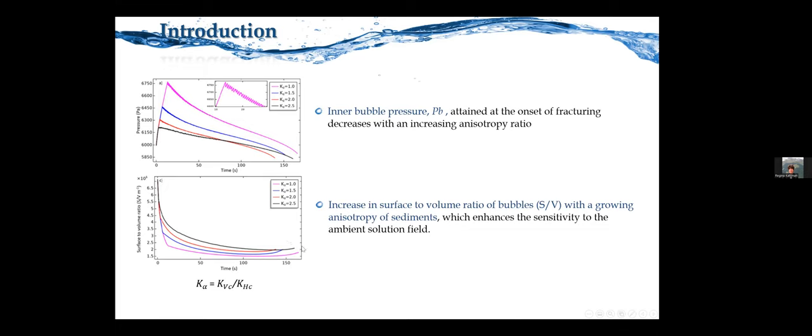And an additional important point is an increase in the surface to volume ratio of a bubble grown in anisotropic sediment. For instance, this is the surface to volume ratio for an anisotropy ratio of 2.5, which again enhances the sensitivity of the bubble to the ambient solute field.